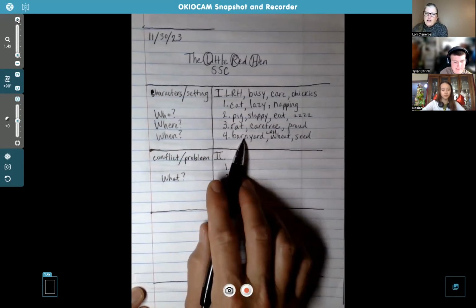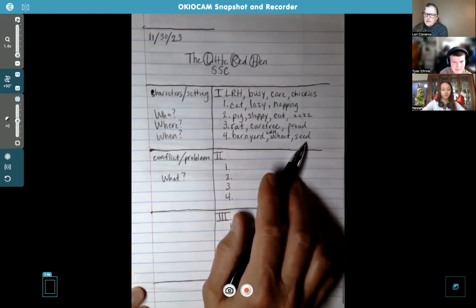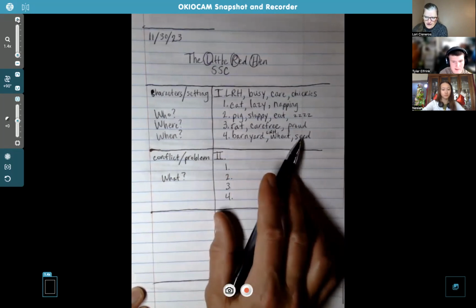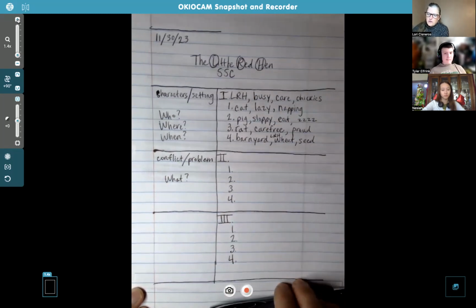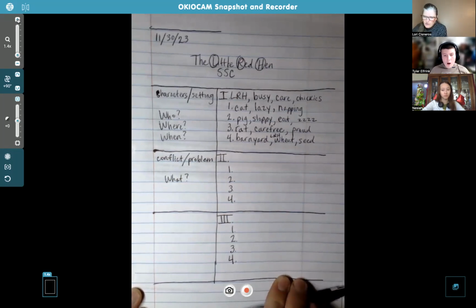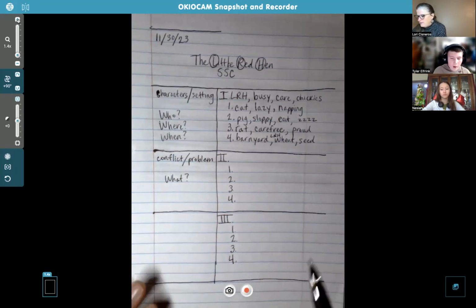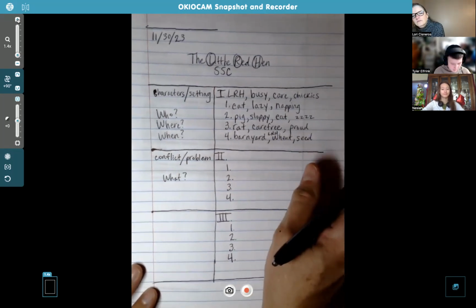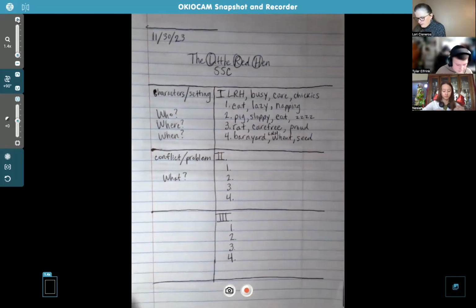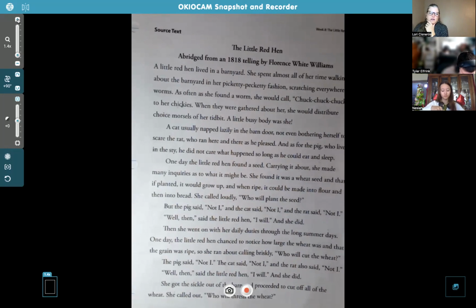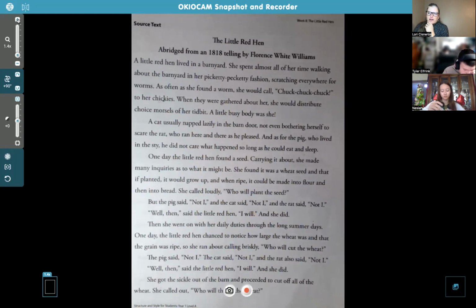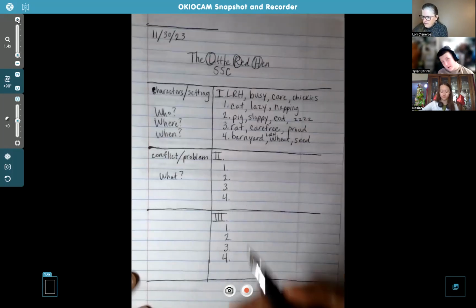We left off right here that she found this wheat seed. So we need to transition from finding the seed to what she wants to do with the seed. Remember, the story still has to flow. So Tyler, what was it that the little red hen wanted to do with the seed? Yeah, you can look back on she found the seed, and then ultimately, what did she want to make with it? Bread, exactly.